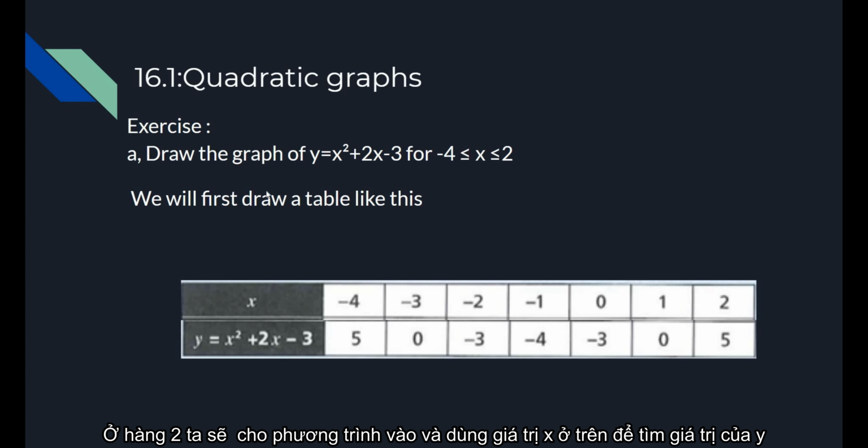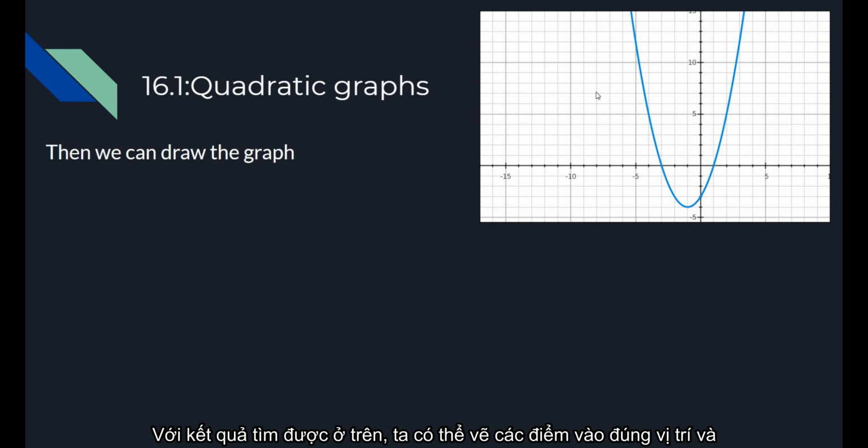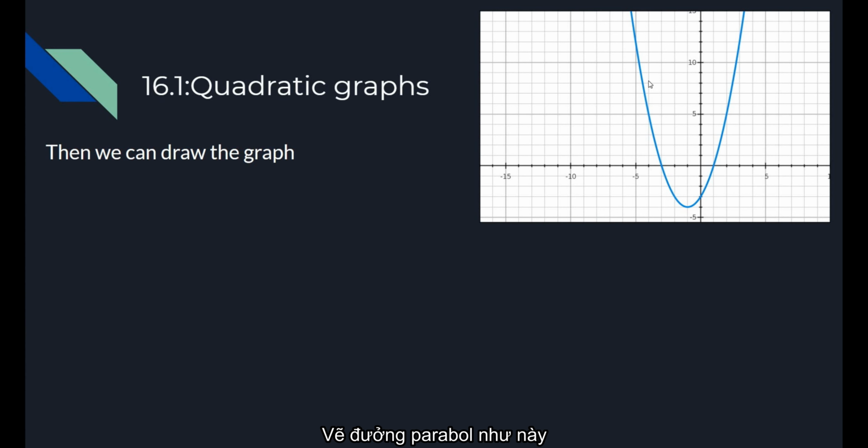In the second row, we are going to write the equation for y and then use the value of x above to find the value of y. With the results that we have found above, we can plot the points in and then draw the line, which is like this, a parabola line.